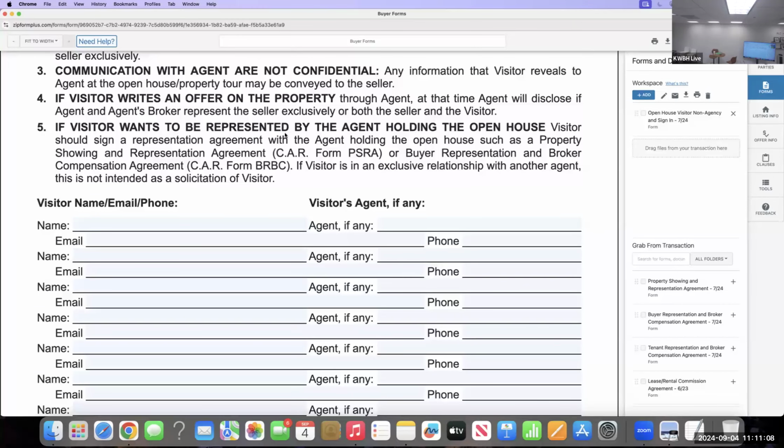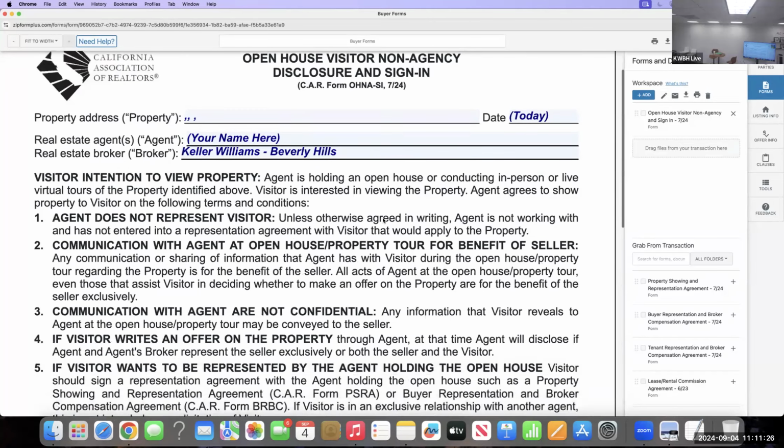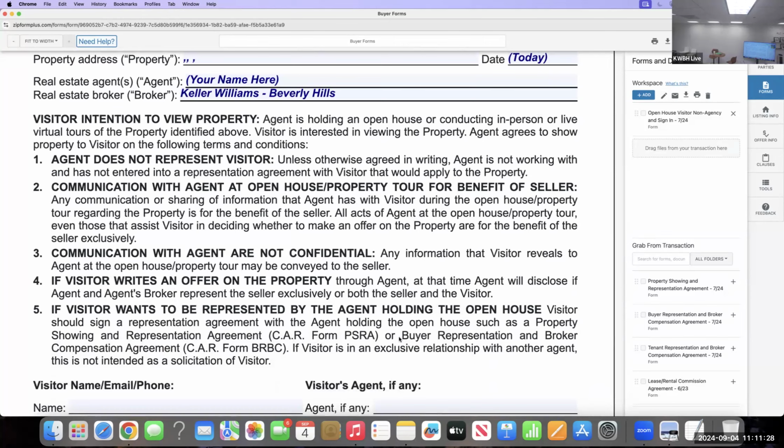If the visitor wants to be represented by the agent holding the open house, they're gonna sign form PSRA or BRBC. Right, that's it. If they have an agent, they'll put their agent's name and their email and phone. Alright, okay, so if they want you to represent them, they're gonna have to sign one of these two forms, PSRA or BRBC. Okay, here's the PSRA.